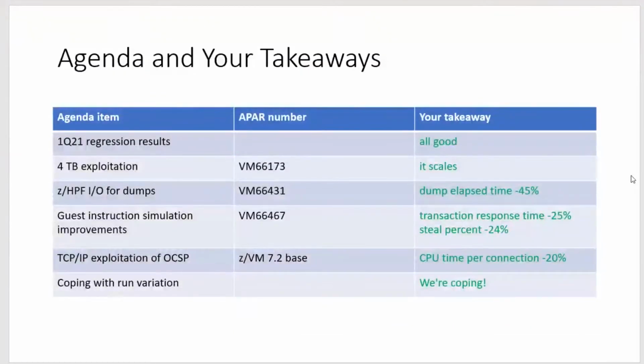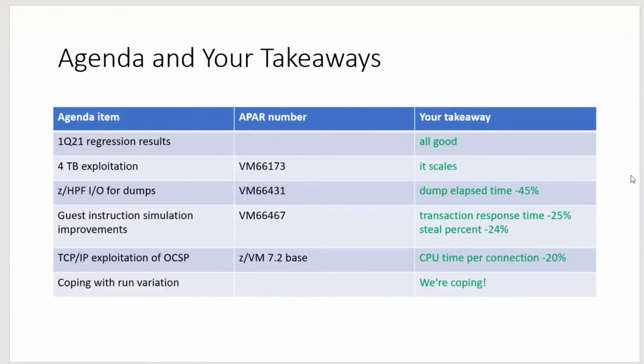So if you're the kind of person who likes to have just one chart, perhaps to show your manager or your teammates what you learned in the presentation, I included this agenda chart, not only with the topics, but what your takeaways would be over there on the right-hand side. Regression results were great. You can feel confident about the 4 terabyte line item. We exploited high-performance FICON I/O in dumps, SNAPDUMP for example, and we took an awful lot of elapsed time out of dumping. I'm going to tell you a little bit about that.